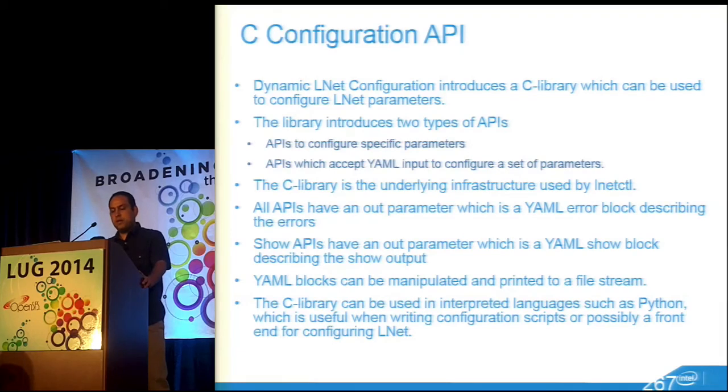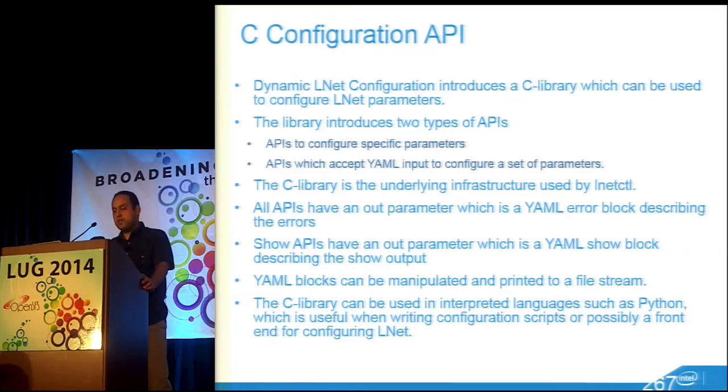The kind of cool thing that you can do, all right, so the API, any output from that API is in YAML format. It's described in a C structure, but it returns to you a C block that describes a YAML output, and then you can store that YAML output, you can print it, you can search it programmatically or whatever.